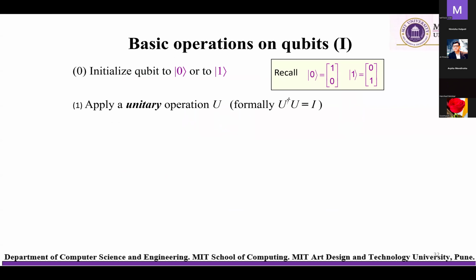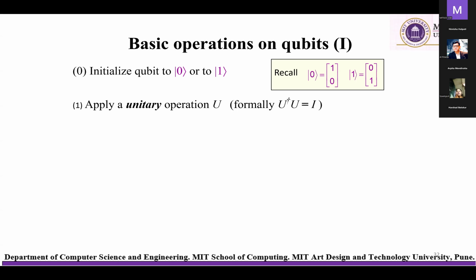In quantum computing, the basic operations on qubits can be described through the following steps. 1, initialize the qubit. Start by setting the qubit to one of the basis states, typically ket 0 or ket 1. The states are represented as column vectors. 2, apply a unitary operation. A unitary operation is a linear transformation that preserves the norm of the state vector, and is mathematically represented as shown here.